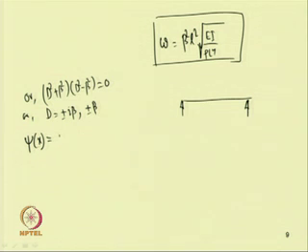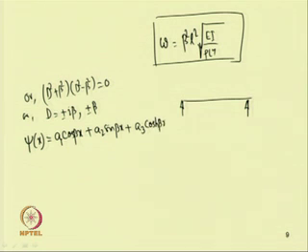So, psi x will be equal to a1 cos beta x plus a2 sin beta x plus a3 cosh beta x plus a4 sinh beta x. So, this is the general solution, and one can find the specific solution for different boundary conditions.